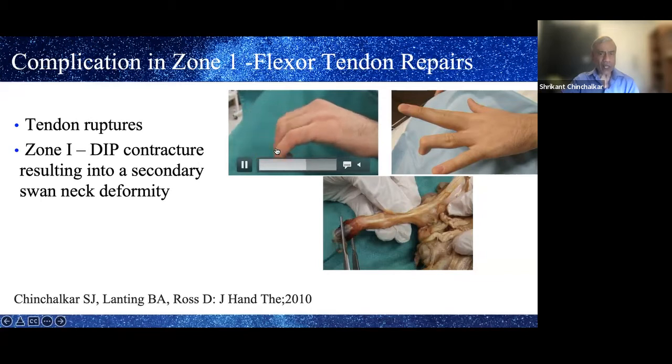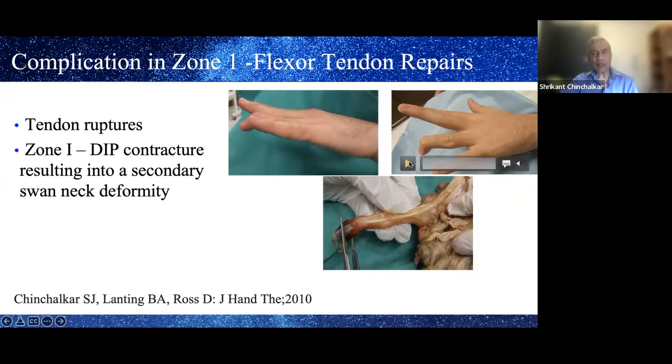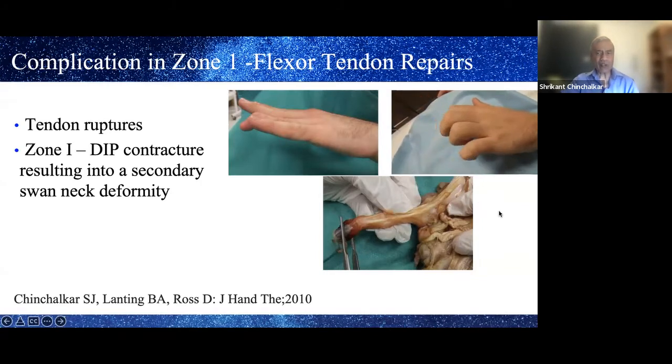So this is a patient who had DIP joint flexion contracture as a result of zone 1 tendon repair. His PIP joint is riding in hyperextension. He was offered a corrective surgery. However, the patient wanted to think about it. And then, of course, 2 months later, he came back and he had this kind of snapping swan neck deformity. And that was secondary to the DIP joint flexion contracture.